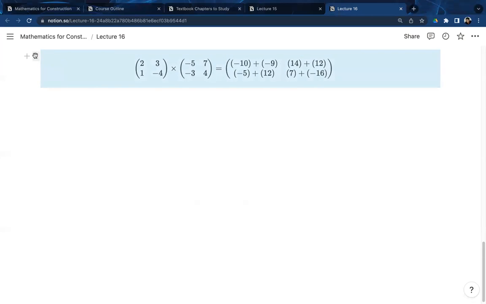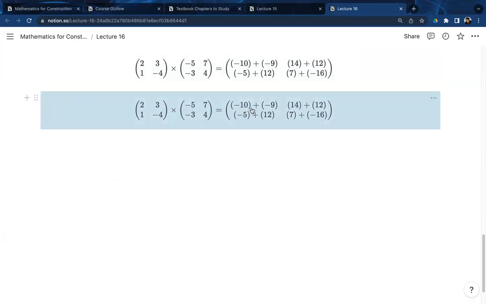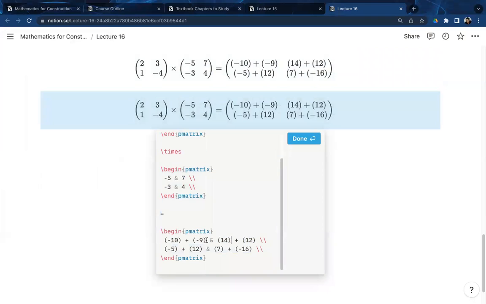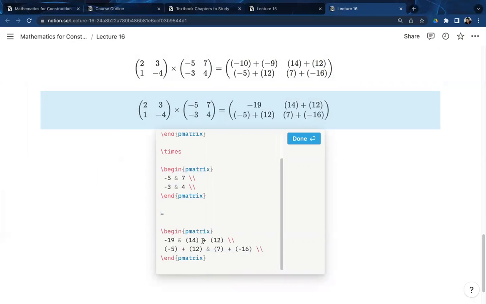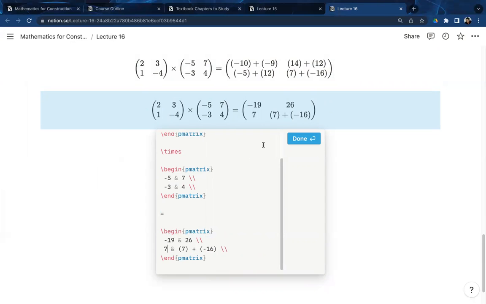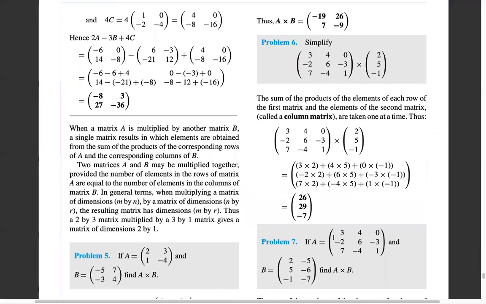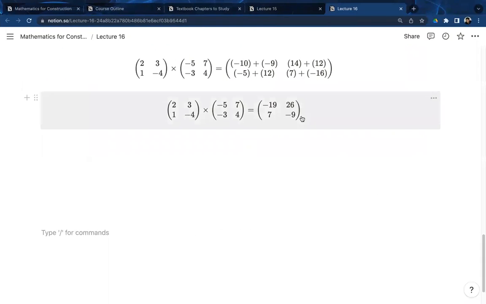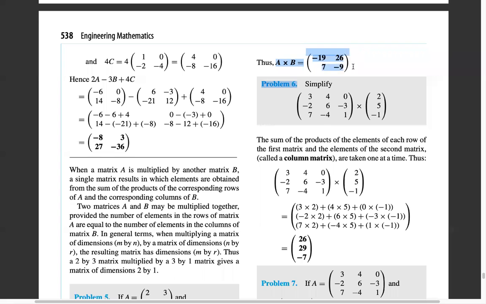Right? I can simplify again. Minus 10 minus 9 is minus 19. 14 and 12 is 26. Minus 5 plus 12 is the same as 12 minus 5, 7. And 7 minus 16, that should be negative 9. Okay? What answer did they get here? Negative 19, 26, 7, minus 9. Yeah, that's the answer they got up here.